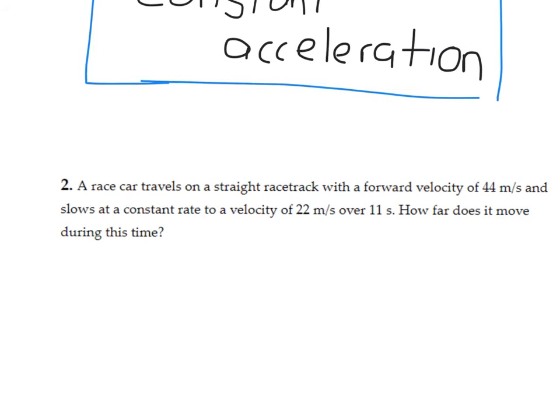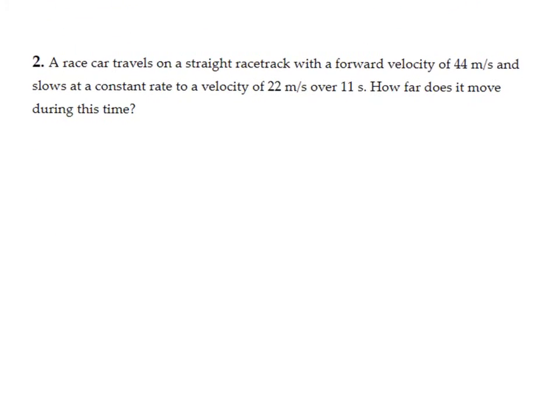This says number 2. A race car travels on a straight racetrack with a forward velocity of 44 meters per second and it slows at a constant rate to a velocity of 22 meters per second over 11 seconds. So the question here is, how far does it move during this time? There are two different types of formula to calculate this one. I'm going to show you using the one that we use during the class.